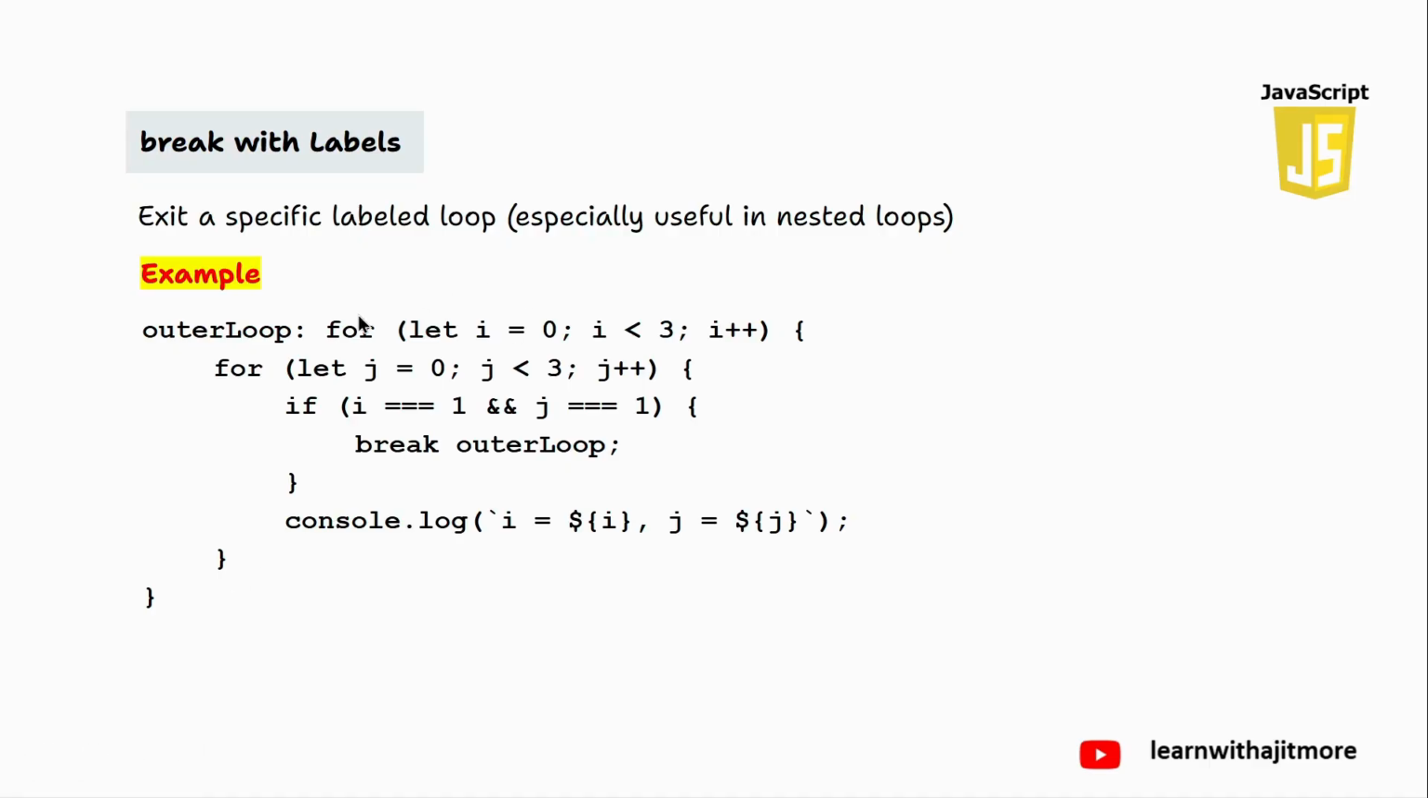As an example, see, this is the outer for loop, i equal to 0 to 3. Then another for loop, j equal to 0 to 3. This is a nested loop, a loop within a loop. And then the condition is given. If i is 1 and j is 1, break which loop? Outer loop, meaning the loop which is having the label outerLoop. Here we have it. Okay, now how the output will be.